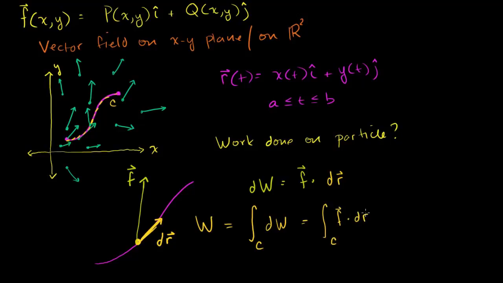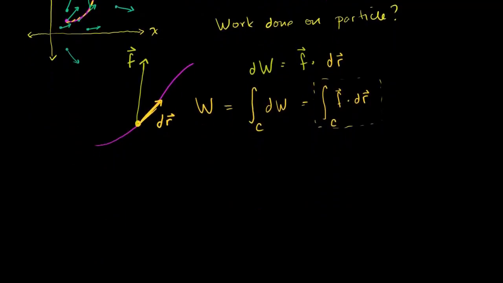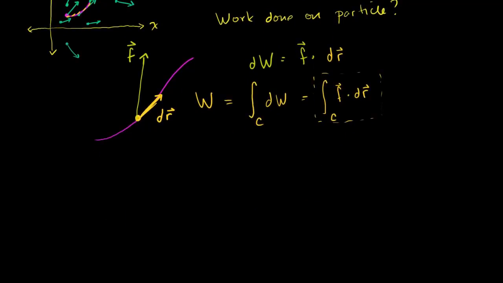dot dr. And this might seem really abstract, Sal. How do we actually calculate something like this? Especially because we have everything parametrized in terms of t. How do we get this in terms of t? And if you just think about it, what is F dot dr? Well, actually, to answer that, let's remember what dr looked like.